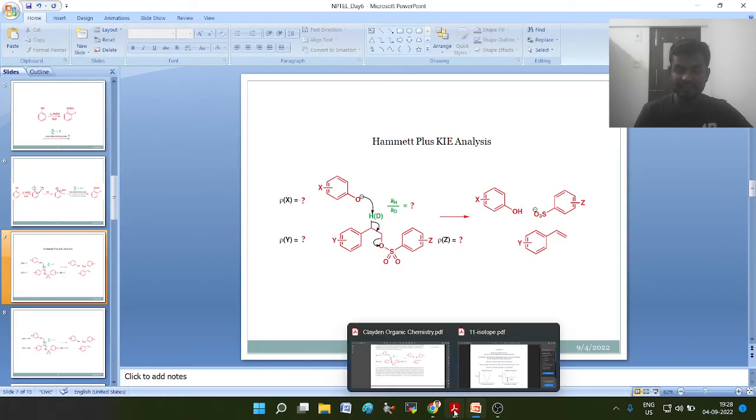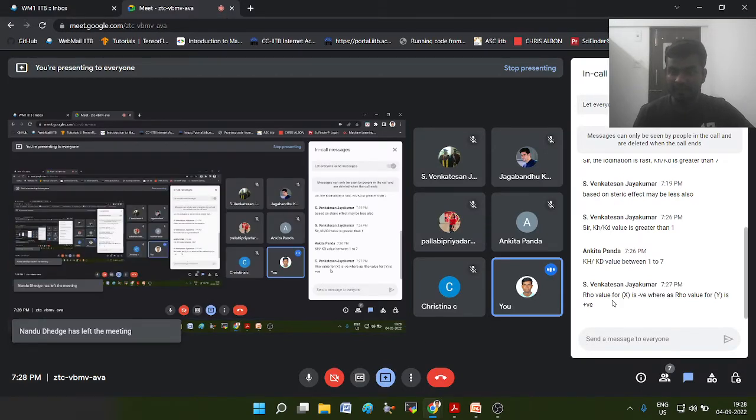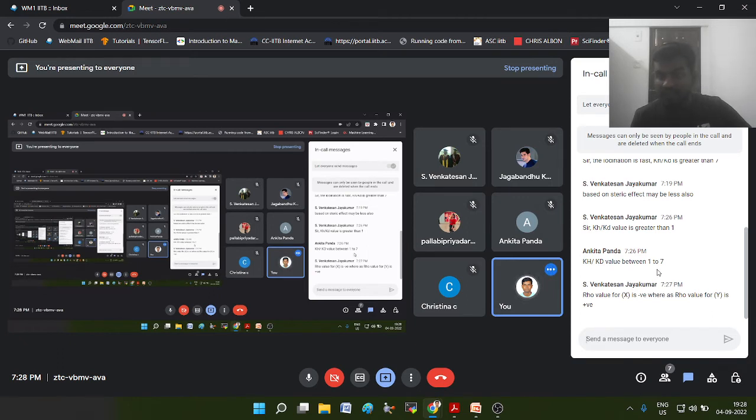Rho value, guys. What is the rho value? Ankita, very good. Kh by Kd 1 to 7. Nice. And everyone is saying greater than 1. Perfect. Rho value for x is negative, whereas rho value for y is positive. And what about z?